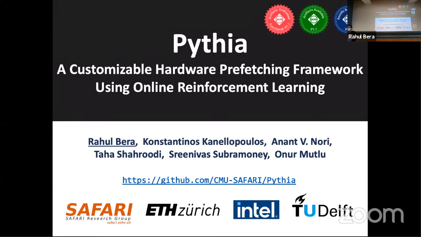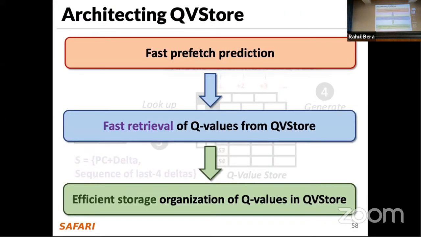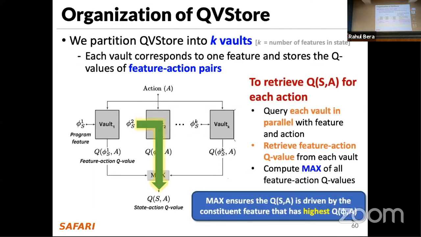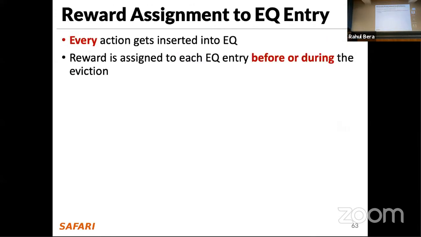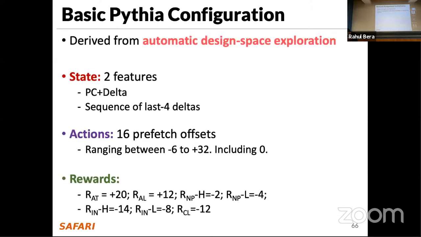Just wonder what features you are using in the evaluation. Ah, that's a good question. I have it somewhere in this long list of slides. Okay, maybe I can just go there from here. So these are the features that I'm using. These are the two features, and each of them is a hybrid attribute. One feature is PC plus delta, so one part comes from the control flow and another from the data flow. The other is simple data flow information, but cascaded: the last four deltas. It's basically tracking a path of delta trajectory and trying to understand it. These are the two features that work together to prefetch for us in Pythia.